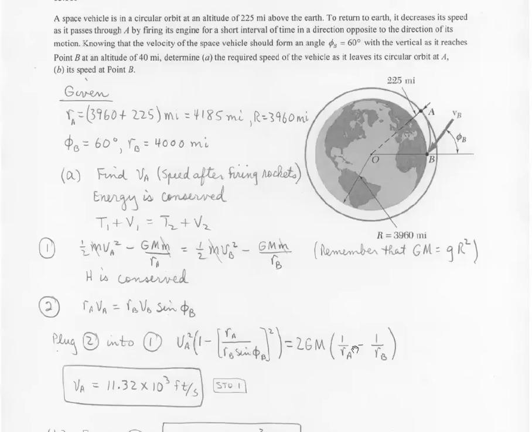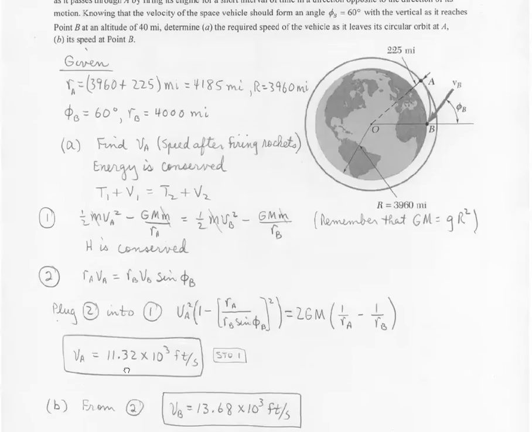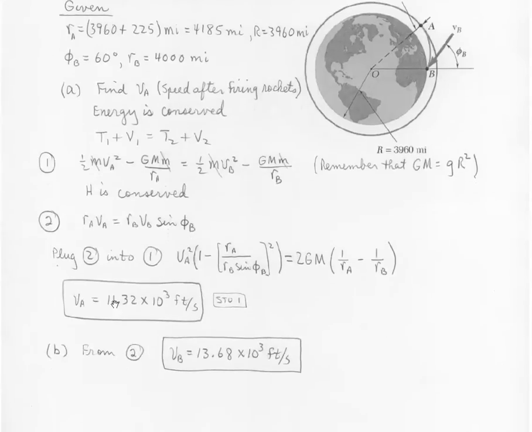and rearrange terms around a little bit, and you get this right here, in which you can solve for V_A and get 11.32 times 10 to the 3rd feet per second. Once you've got that value, you can go back up here to equation 2, plug it in right there, and get V sub B. That's 13.68 times 10 to the 3rd feet per second.